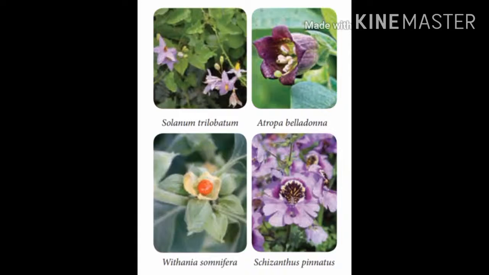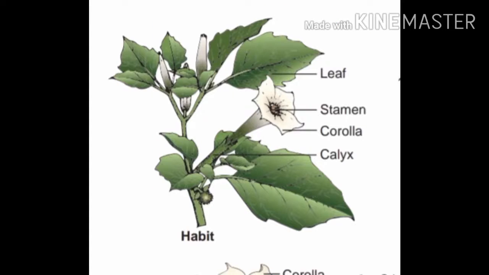Withania somnifera is Ashwagandha, the Ashwagandha plant, which is used for coughs. This plant is an erect, large, stout herb. It's not a shrub. It is just an herb, but a stout herb. The roots are taproot as they come under the dicots.